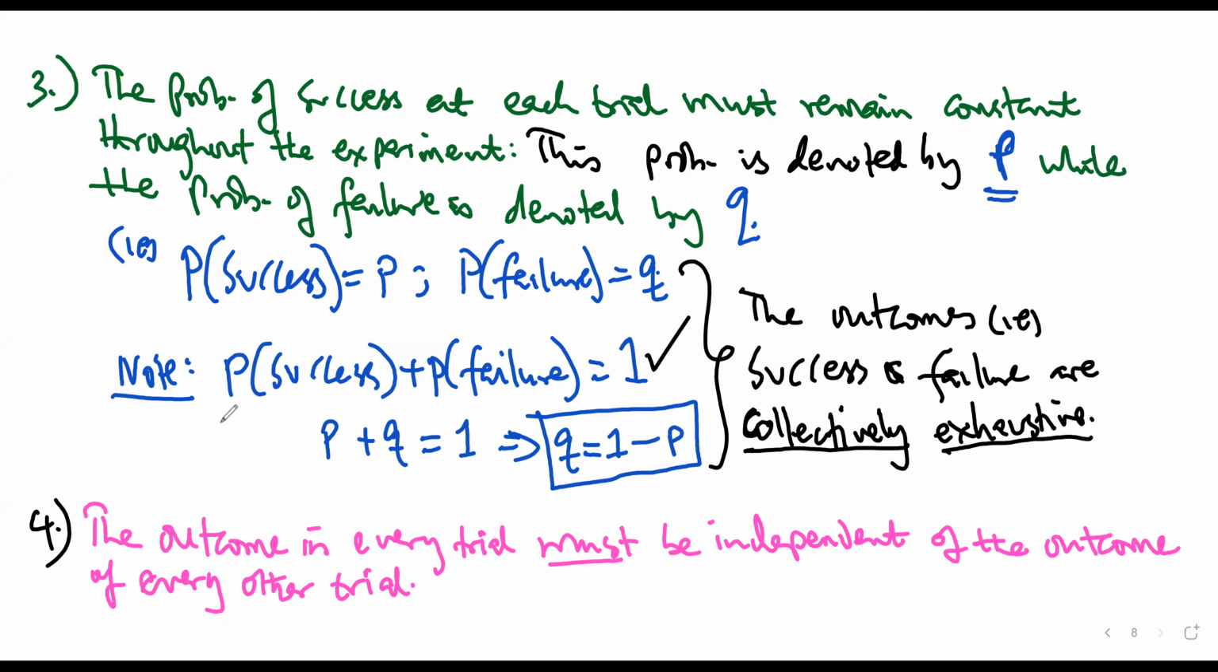The fourth property is that the outcome in every trial must be independent of the outcome in every other trial. So this is a question of independence. In other words, each trial is independent of all the other trials, or the outcome in every trial is not in any way affected by the outcome in all the other trials. So I want to recall or define the concept of independence as used in probabilities.